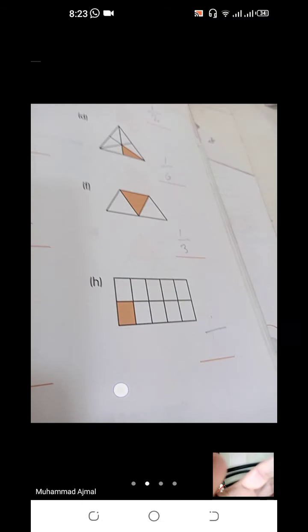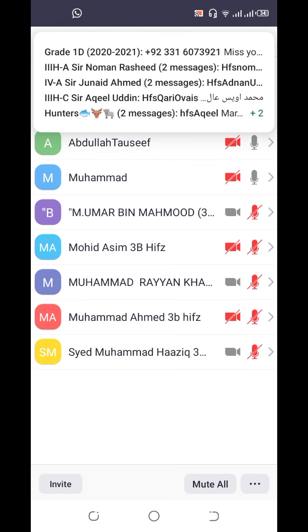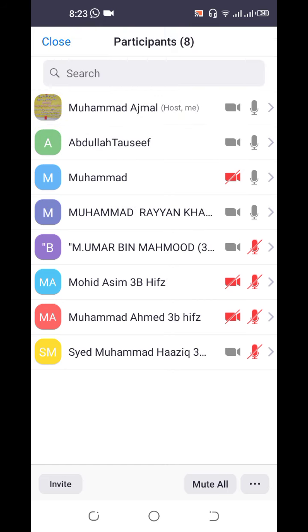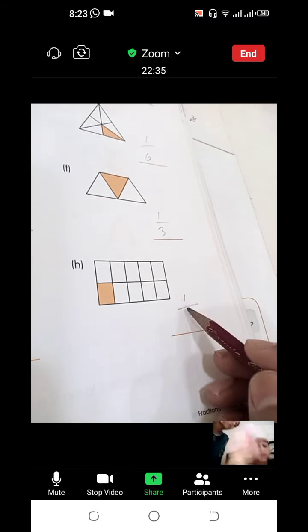Yes, who is going to answer? Rayyan, Hazik. What is the answer for the last question? Hurry up. 1 over 10. Very good. Now we are moving to the next page, page 197. This is the same question, page 197, page 100.